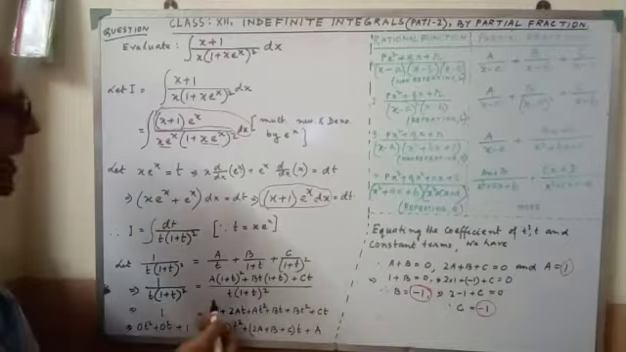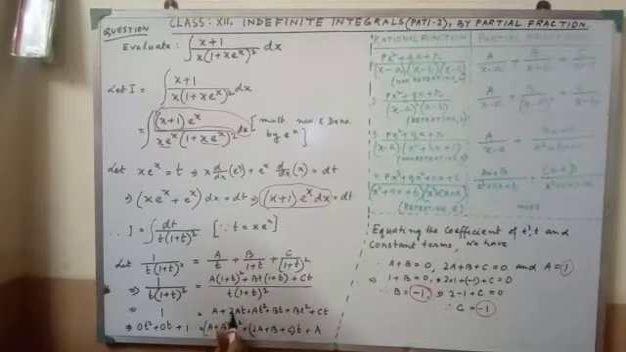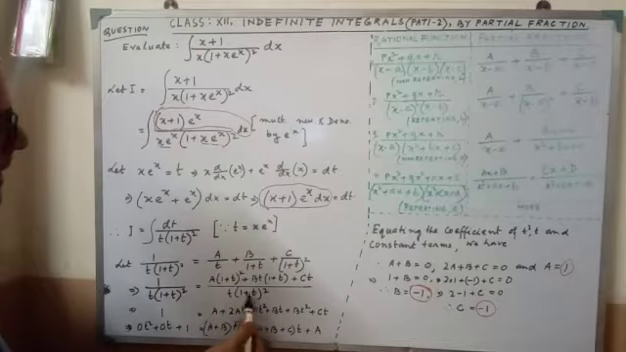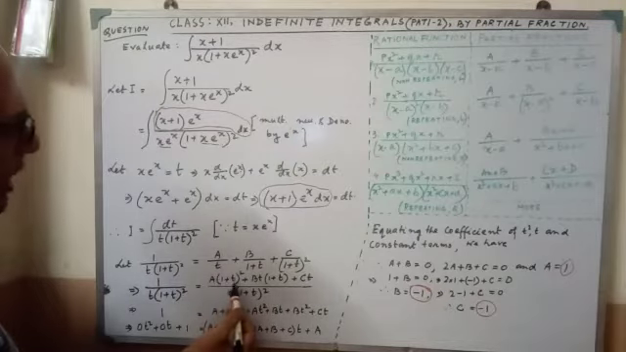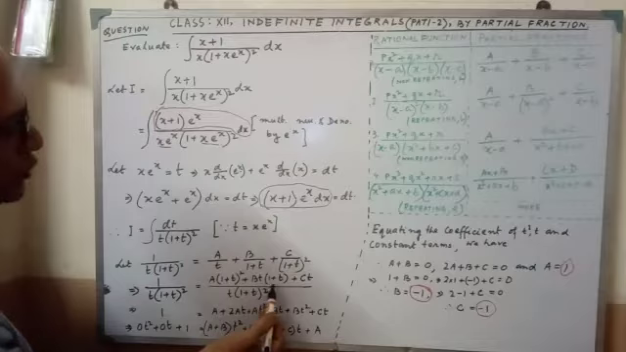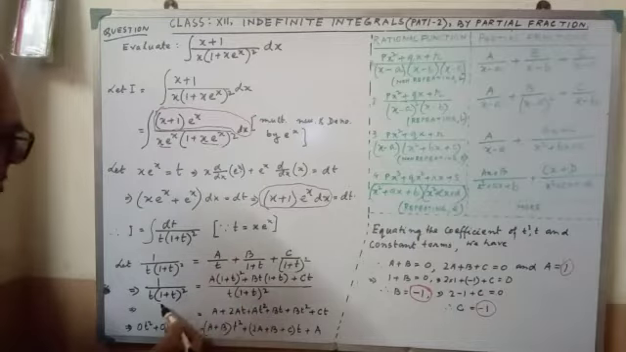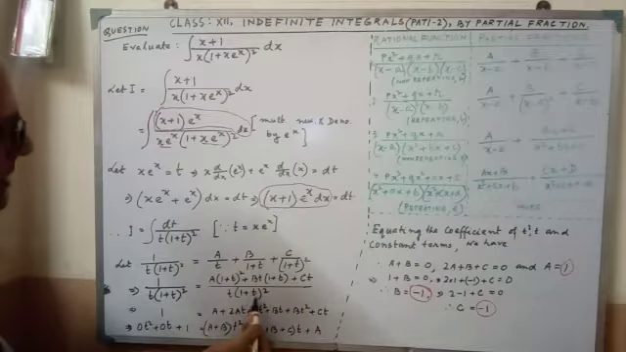So after that we have to simplify. This step you may do directly for easier understanding; I have done more steps. So the LCM of this is t into 1 plus t whole square, then a into 1 plus t whole square plus bt into 1 plus t plus ct. Then this expression and this expression will be cancelled, that is t into 1 plus t whole square, t into 1 plus t whole square.